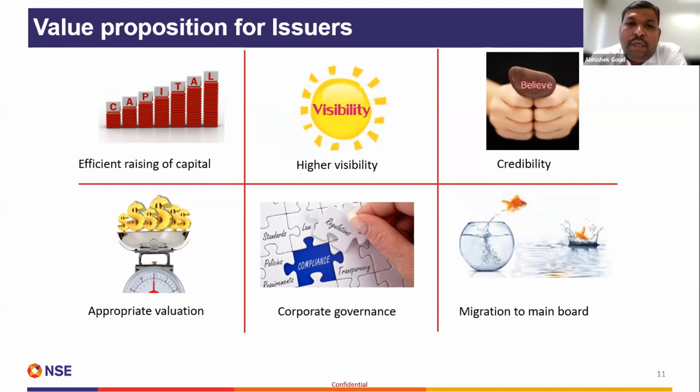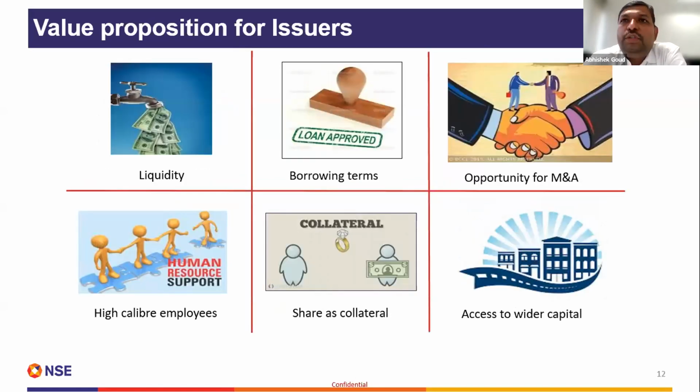Better borrowing terms would be accessible to the companies, because the moment you get listed, your benchmark prices when you go for financing change, as an unlisted entity versus a listed entity. That is again one thing. Opportunities for mergers and acquisitions and strategic partnerships would definitely unfold.